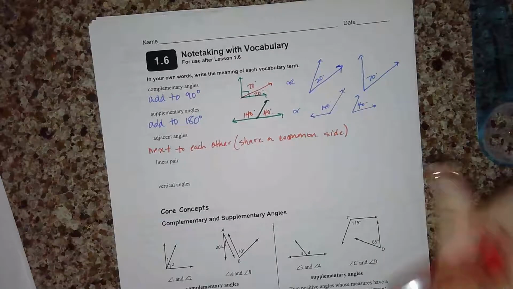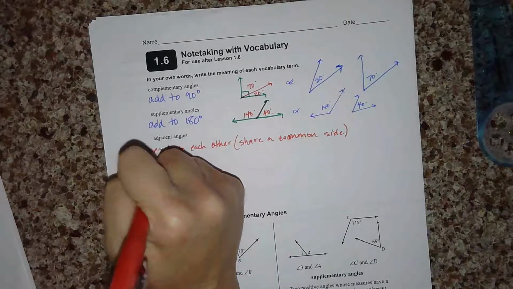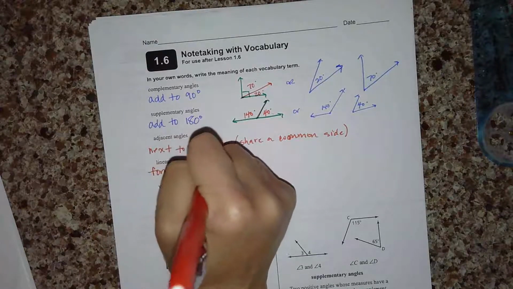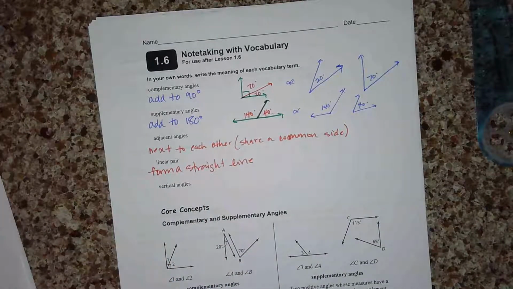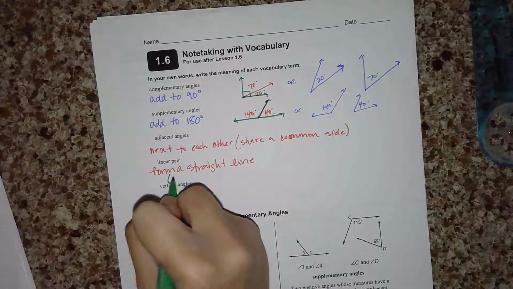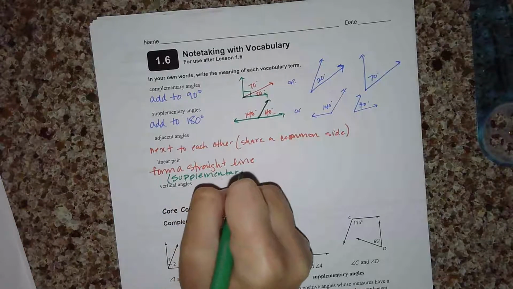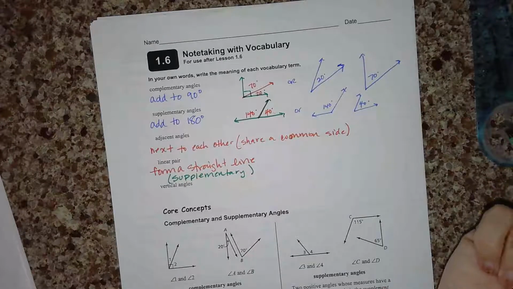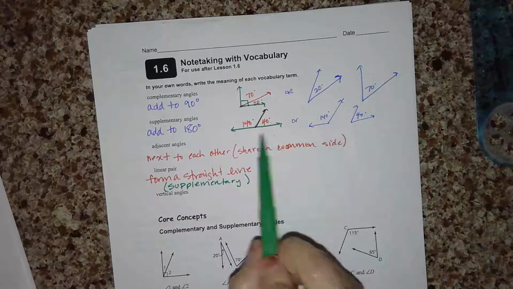All right, linear pair. Basically, a linear pair is two angles that form a straight line. There's a couple of things you need to understand about this. If they form a straight line, what else do we know about them? Well, they would also be supplementary, because if they form a straight line, they have to be 180 degrees. The only picture up here that means they're a linear pair would be this one right here.